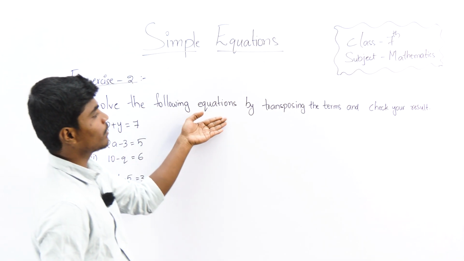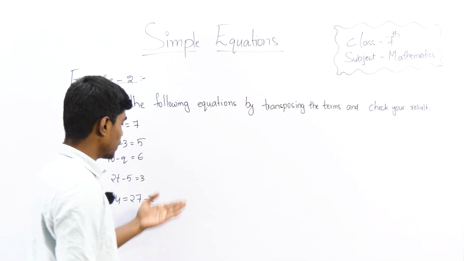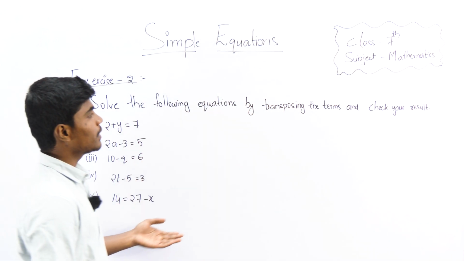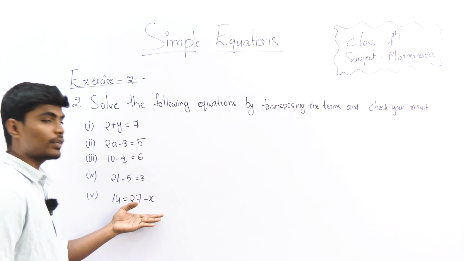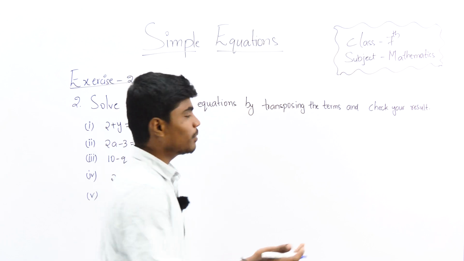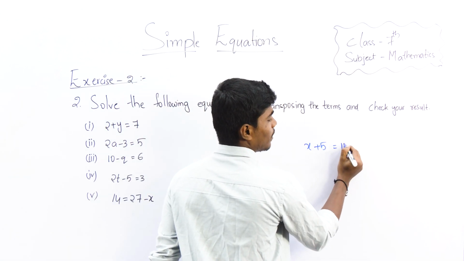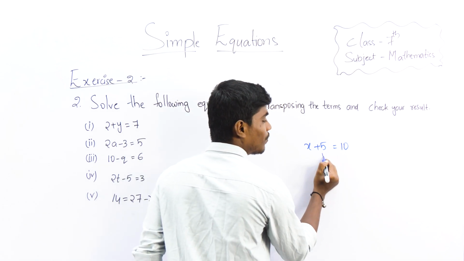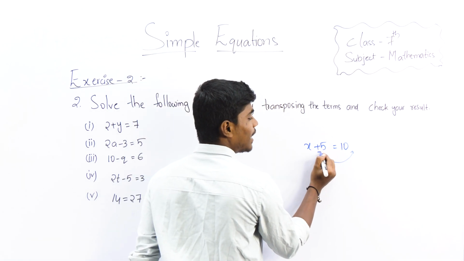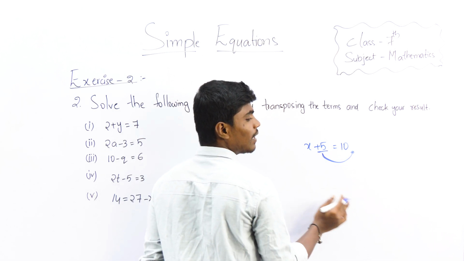Solve the following equations by transposing the terms and check your result. Here he gave some equations. In total you have 10. First let's discuss number 5. Here we have to solve the equations by transposing the terms. What is meant by transposing the terms? As I previously told you, if x plus 5 is equal to 10, we have to move 5 from the left side to the right side. Here 5 is adding on the left hand side, so if we move it to the right side, it will subtract.